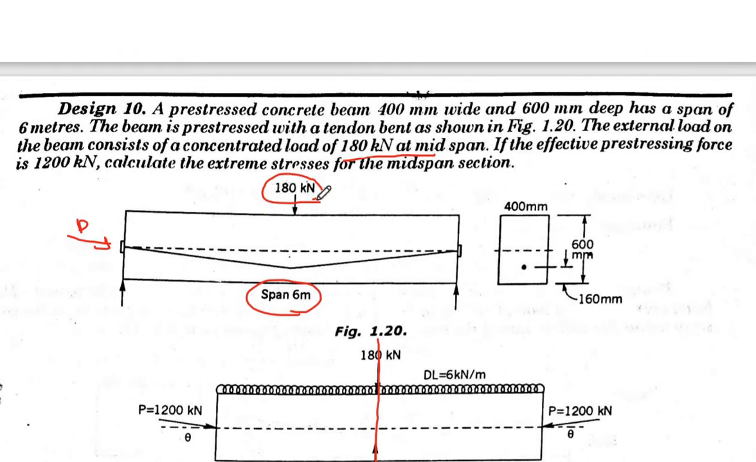This is the point load, 180 kilonewton. Now we have to find out, due to this bend in the bent tendon, an upward force that will counterbalance and reduce this point load. So for that we have to calculate the upward thrust here, that is 2P sin theta.